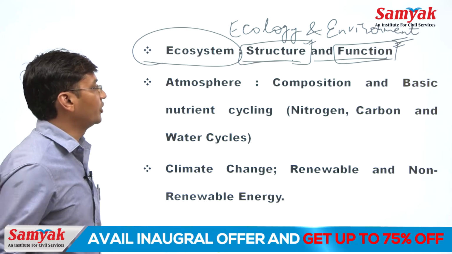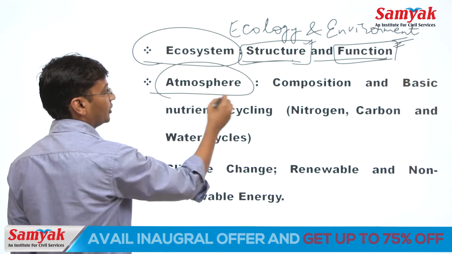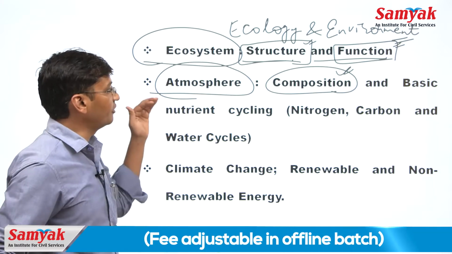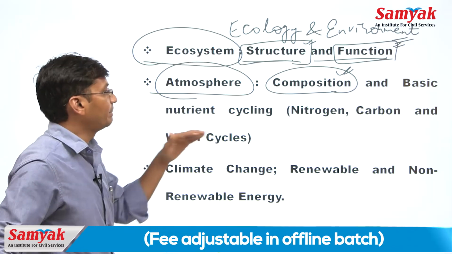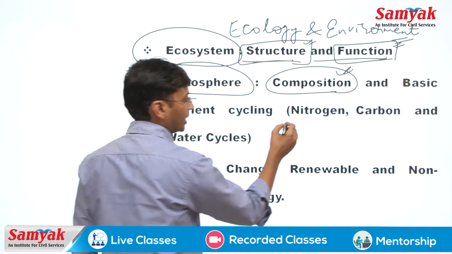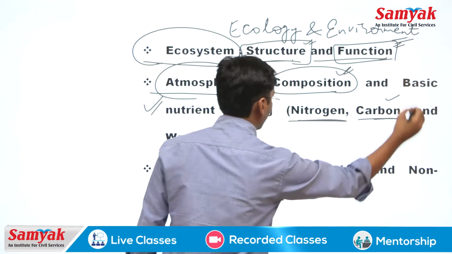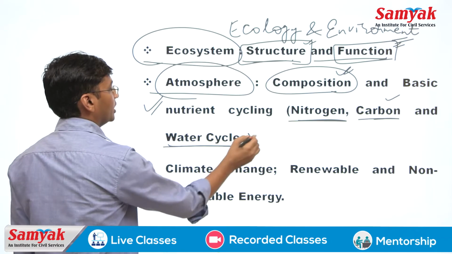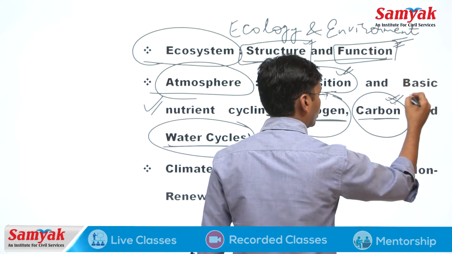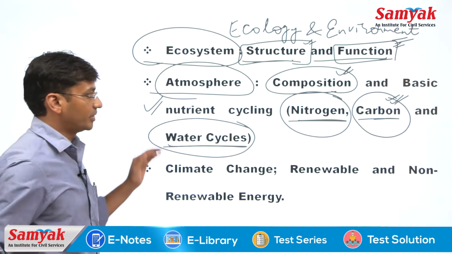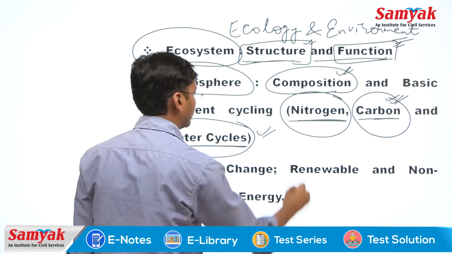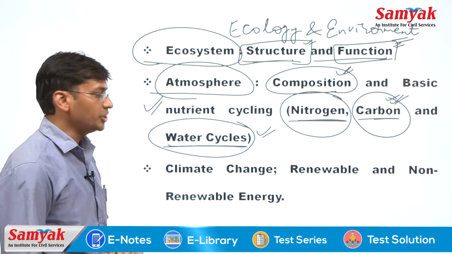The next is the atmosphere, that is the composition of the atmosphere, composition of various gases as well as the different layers of the atmosphere, and the basic nutrient cycle. Here the nutrient cycles which are important are the nitrogen cycle, the carbon cycle and the water cycle. Okay. So, here only 3 cycles are important according to our syllabus, the nitrogen cycle, the carbon cycle and the water cycle. So, basic nutrient cycling. The next is the climate change.